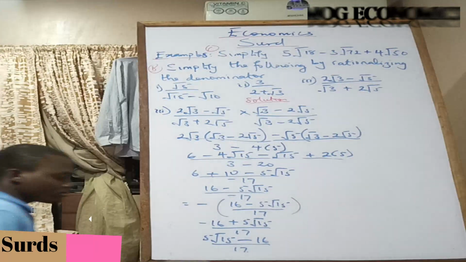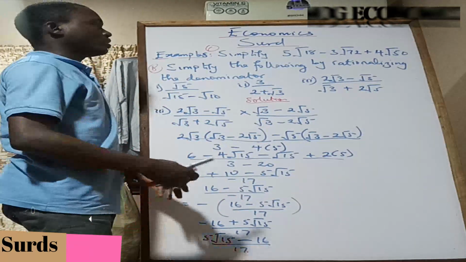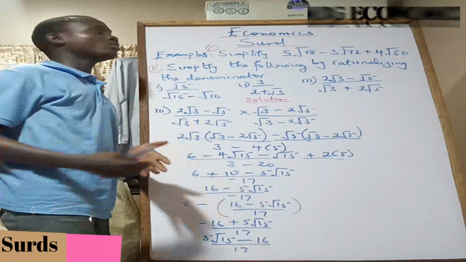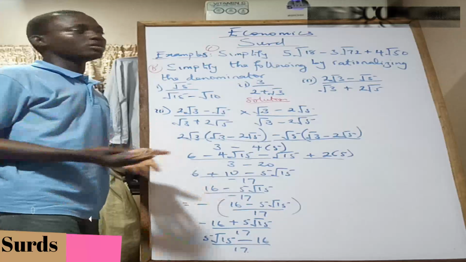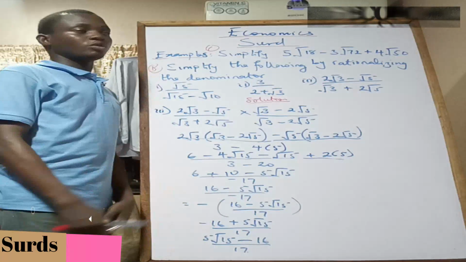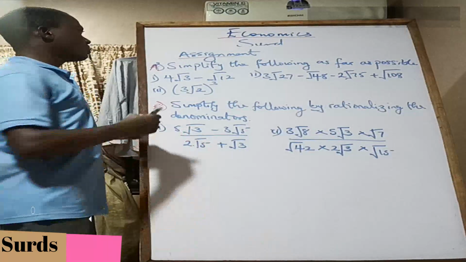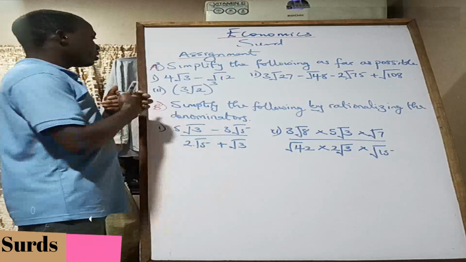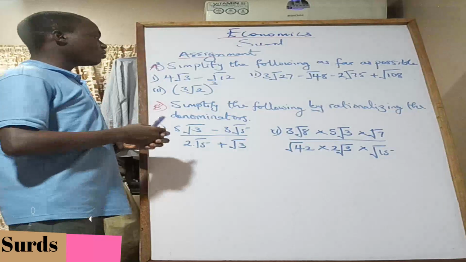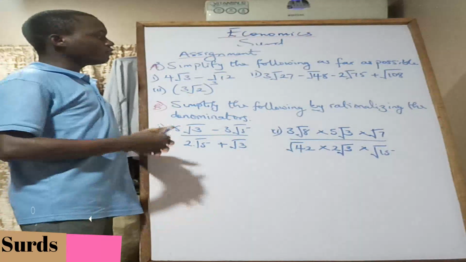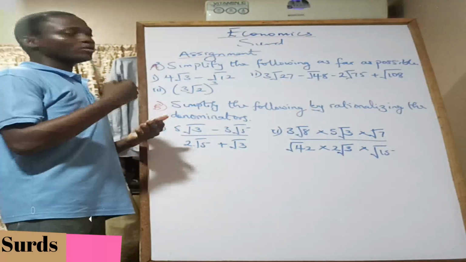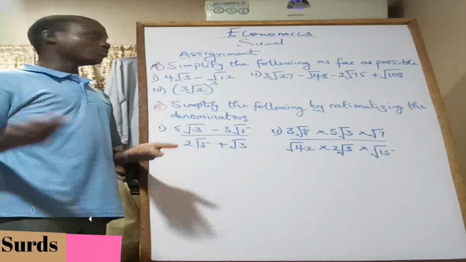So that's it. What we now want to do is the assignments that you're supposed to do and submit to your teacher. So you have this simple assignment to deal with. Simplify the following as far as possible. 1: 4 root 3 minus root 12. 2: 3 root 27 minus root 48 minus 2 root 75, then plus root 108.